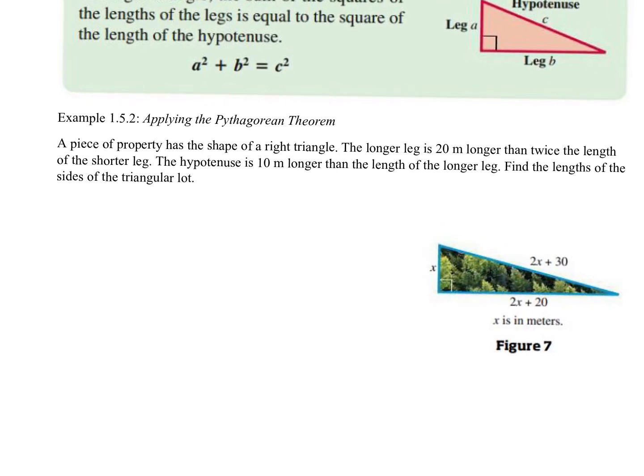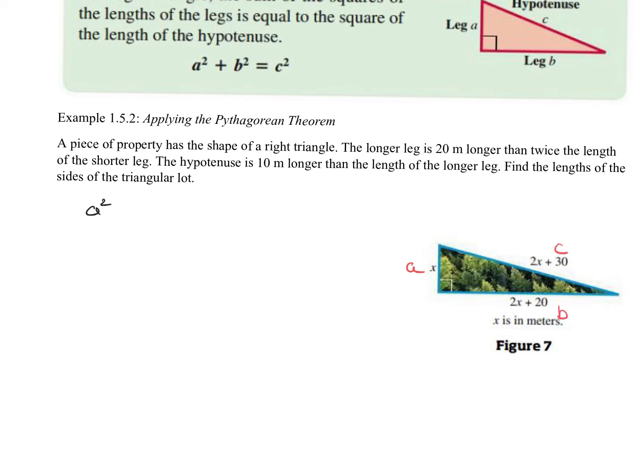So the next example says that I have a piece of property in the shape of a right triangle. The longer leg is 20 meters longer than twice the length of the shorter leg. The hypotenuse is 10 meters longer than the length of the longer leg. Find the length of the triangular lot. And they gave us a nice picture to help us out. So I'm going to call this A, B, C.